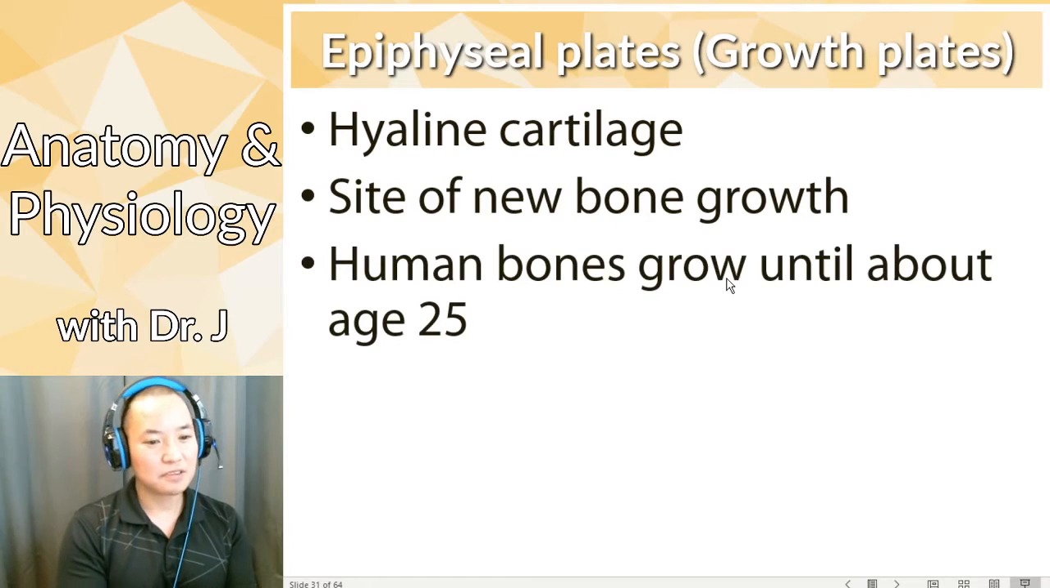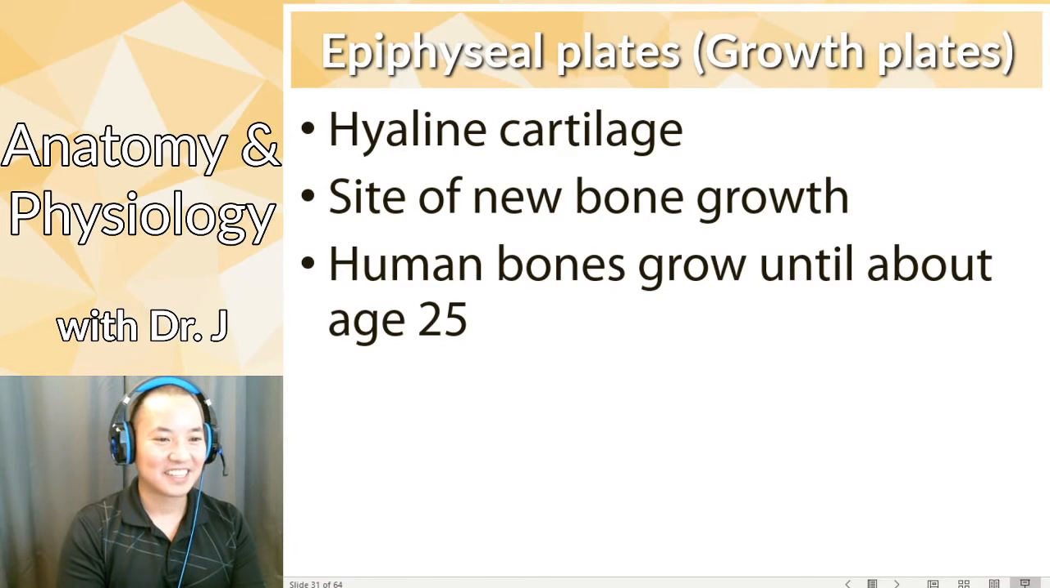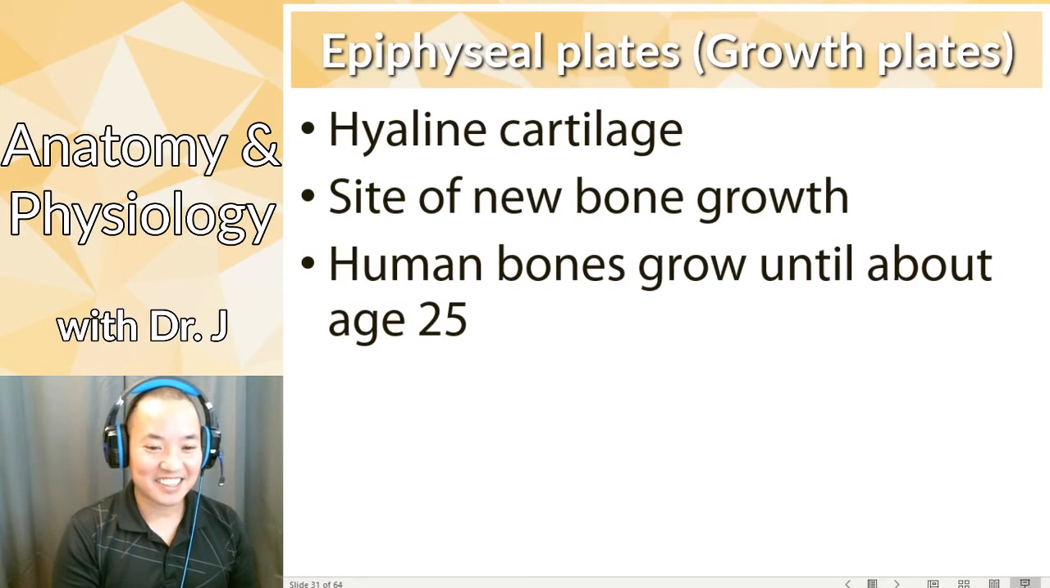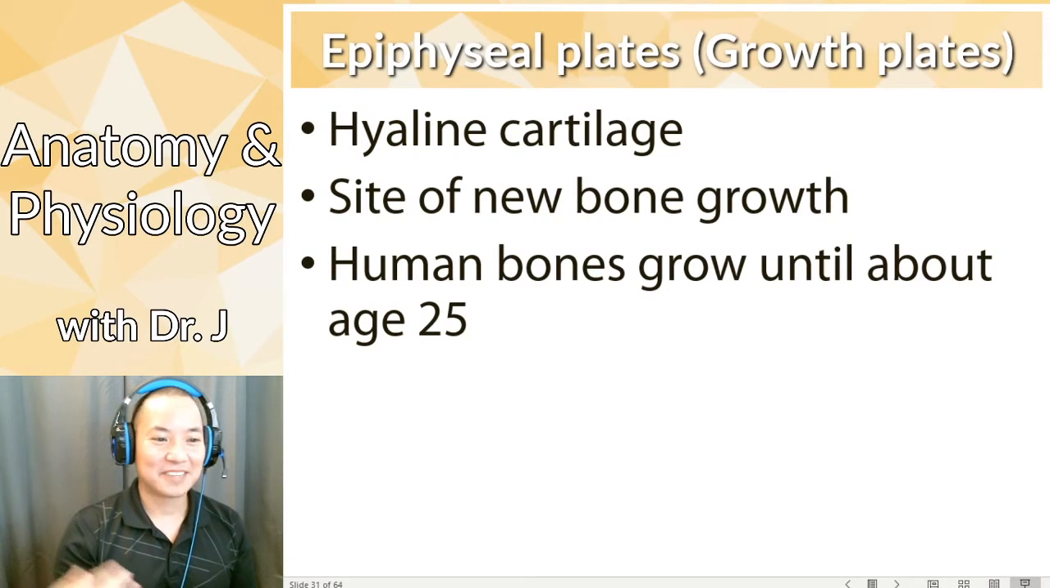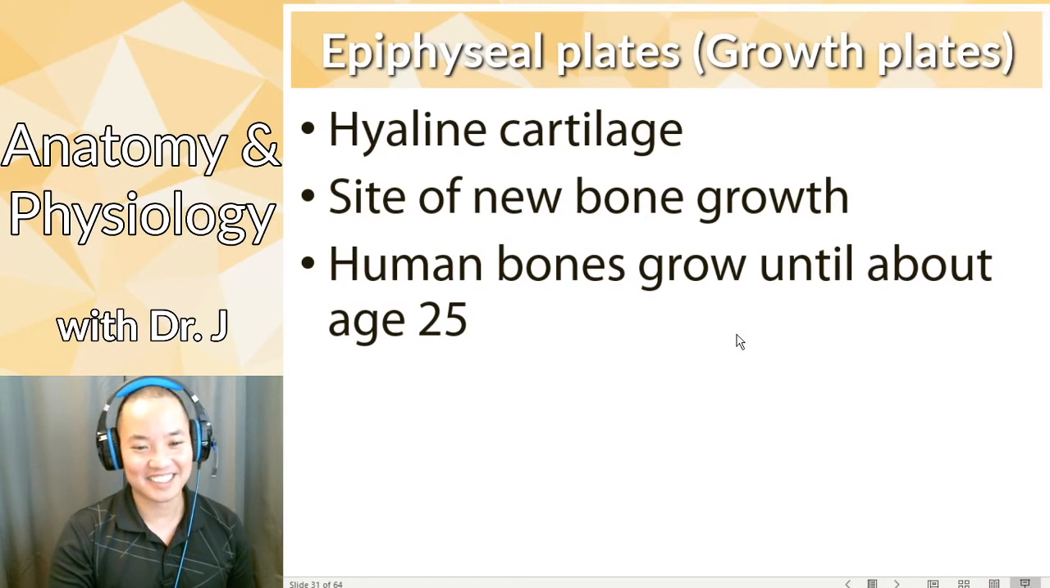So human bones grow until about age 25. But by that time they've already really slowed. Like when I was in college, I was 5'6", and I thought maybe I can grow a little more, but it never happened. My dreams weren't coming true. I didn't end up becoming 5'9". But technically, you grow until about age 25, but things have pretty much slowed down by then.